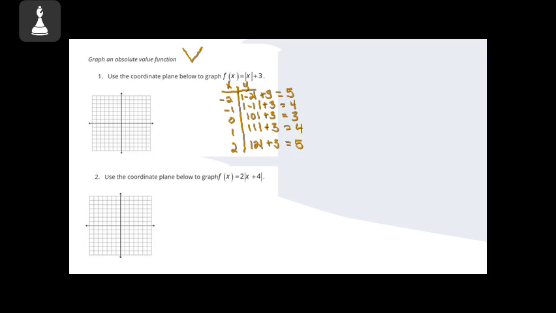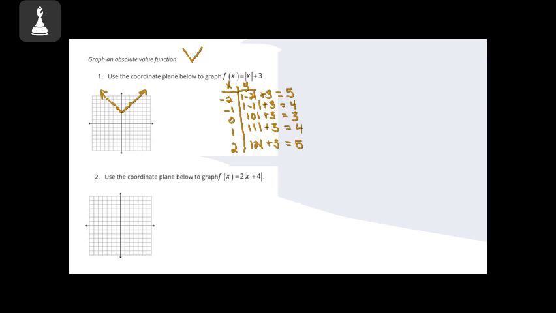So -2 is up at 1, 2, 3, 4, 5. -1 is at 4. 0 is at 3. And then 1 goes back up to 4. And 2 goes back up to 5. So I've gotten both sides of the V, and that is my graph. So one thing to notice is when you add a number on the outside here, it shifts your graph up. If I were to subtract a number on the end, it's going to shift my graph down. And those are things that we'll talk about a little bit further into the class.